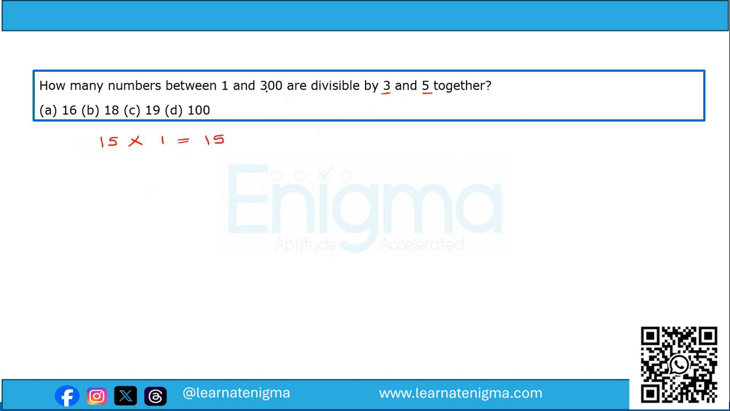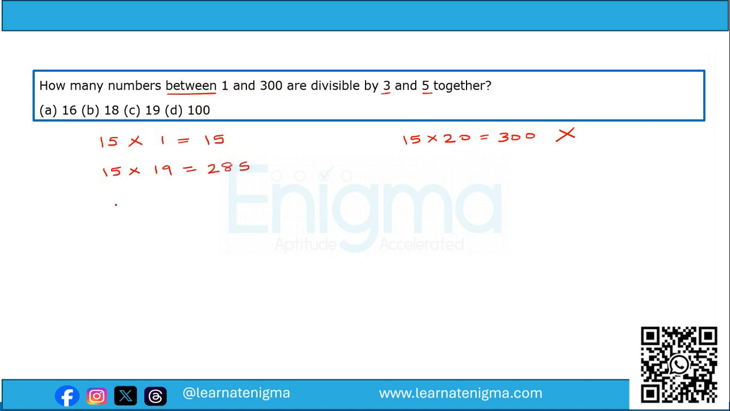Now, the question asked is between 1 and 300. So, therefore, we cannot include 1 and we cannot include 300 as well. So, even if 15 into 20 gives us 300, we cannot count it because the wording is between 1 and 300. So, therefore, we have to use the previous multiple, that is 15 into 19, that is 285.